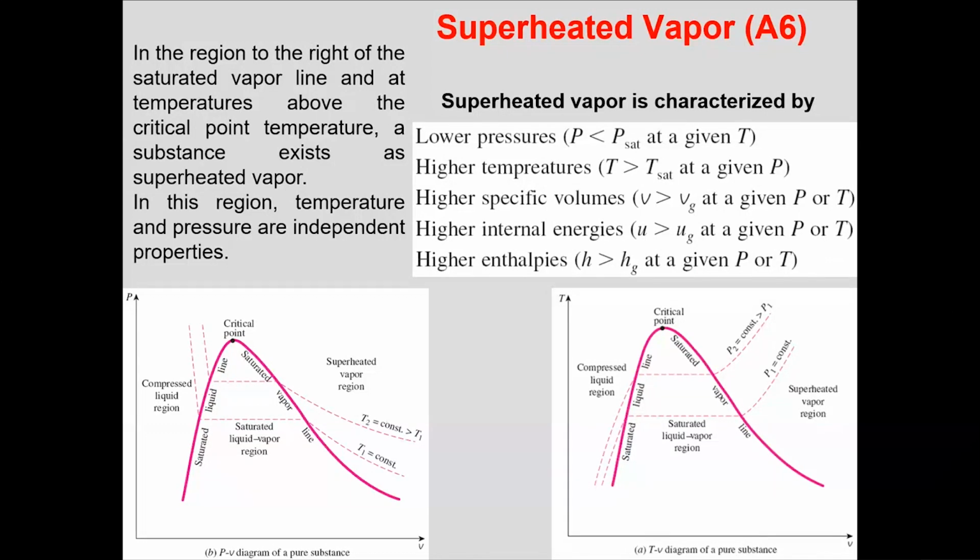We'll look at them one by one. The last three are the simple ones, so let's start with the last three. It says if your specific volume is greater than that of saturated vapor, if your internal energy is greater than that of saturated vapor, and if your enthalpy is greater than saturated vapor, any one of them, at a given pressure or temperature, you are basically in the superheated vapor region. Is this point clear to you?